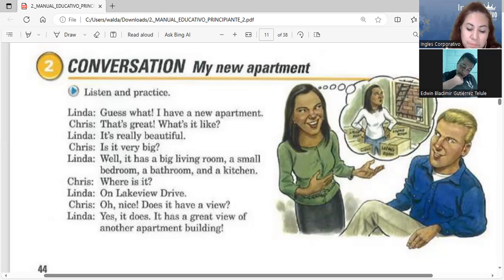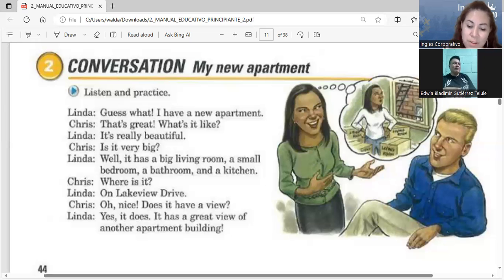Where is it? On Lakeview Drive. Oh, nice. Does it have a view? Can you repeat that? Does it have a view? Repeat, please. Does it have a view? Not doesn't. Does it? Does it have a view? Yes, there you go. That's better. Yes, it does. It has a great view of another apartment building.